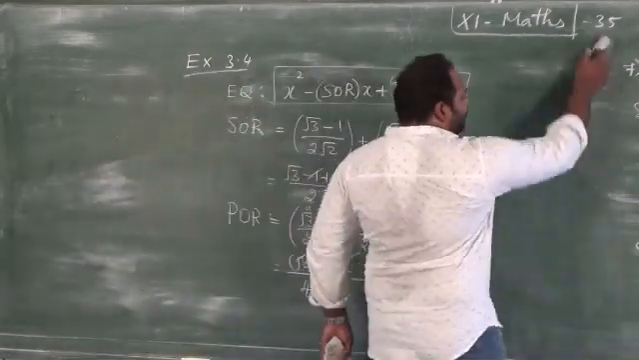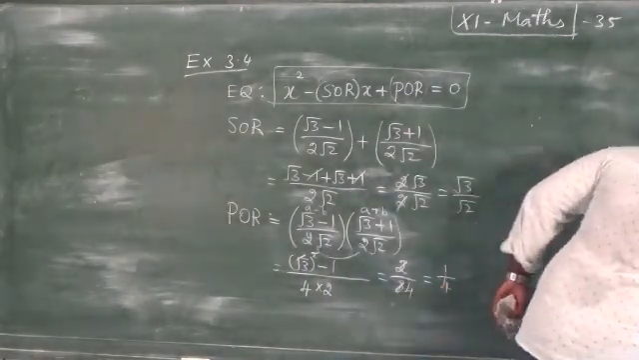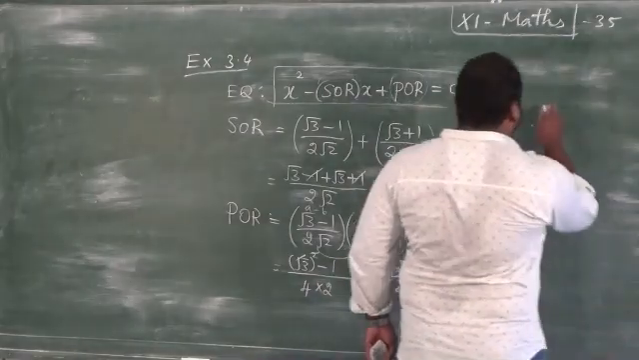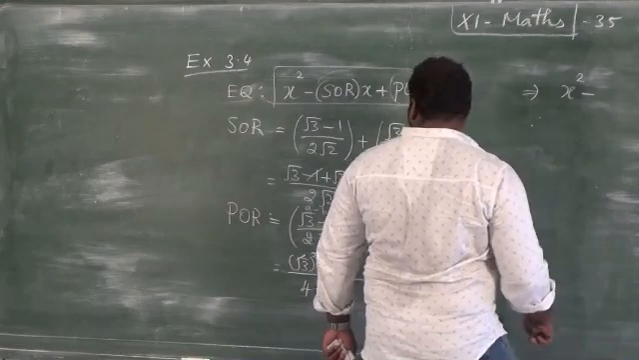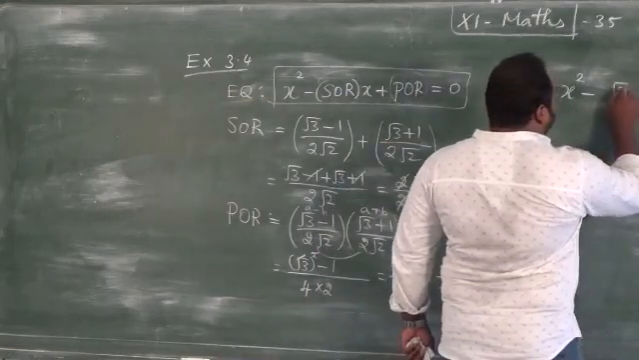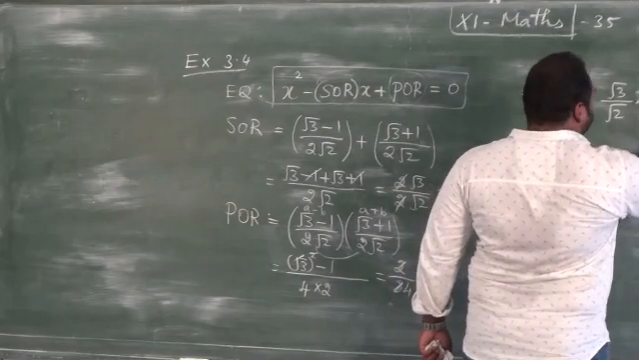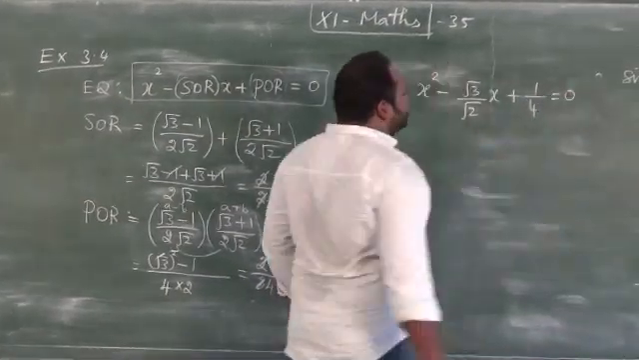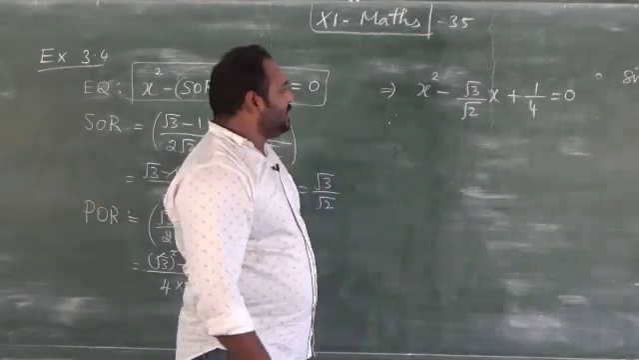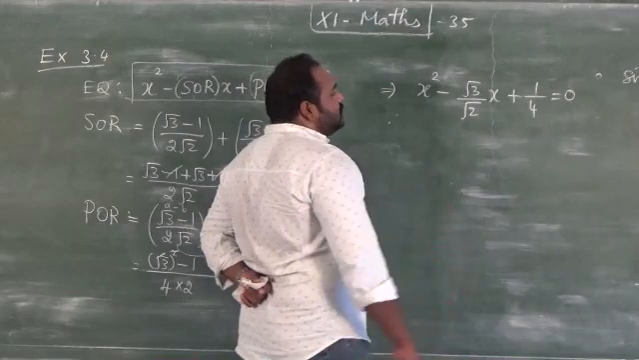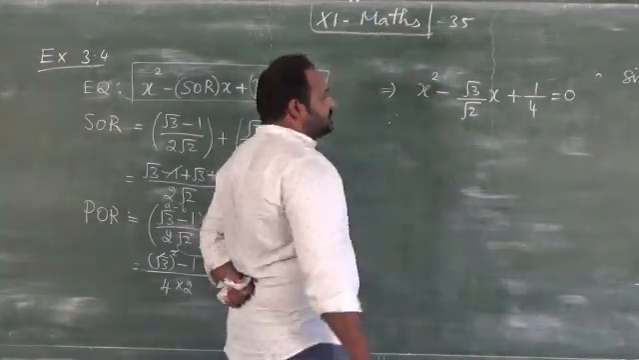Now we got the value of the sum of the roots and the product of the roots. So here I am going to apply the values in the formula. x square minus the sum of the roots, root 3 by root 2 x, plus the product of the roots, 1 by 4, equal to 0. So this is the answer. Actually it's not looking nice in the equation, so I am going to take the common LCM to get a nice equation.